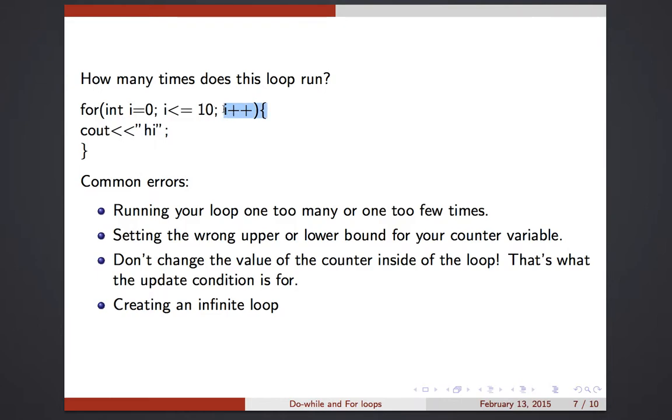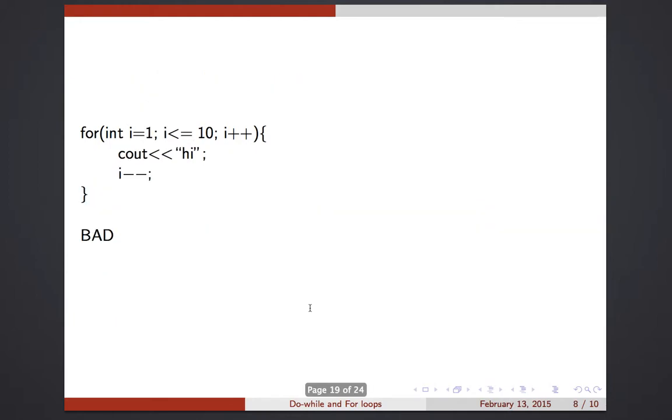Okay, it's extremely confusing to have an update condition here and then inside the loop itself have a statement like i = i + 2 or something. Don't do that. And it's also easy to create an infinite loop. So let me just show you an example of what I'm talking about. So consider this for loop. Notice there's an i-- in here, right?